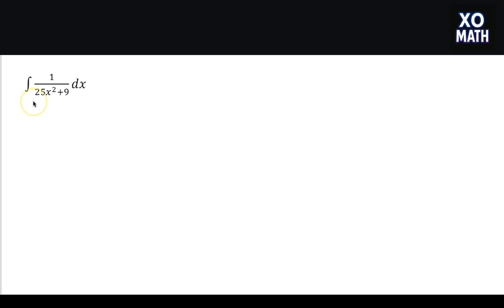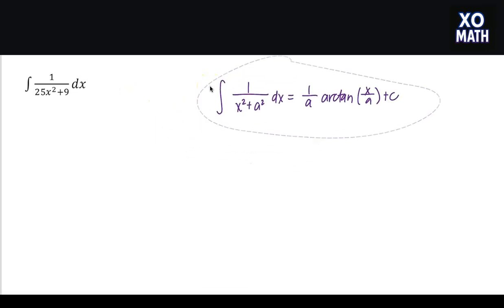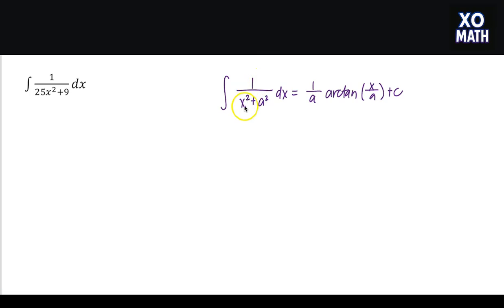Here I have the integral of 1 all over the quantity 25x squared plus 9 dx. Let's take a moment to recall that the integral of 1 over x squared plus a squared dx is 1 over a arctangent of x over a plus c. So that's not exactly what I have, but I'm going to rewrite my integrand here.